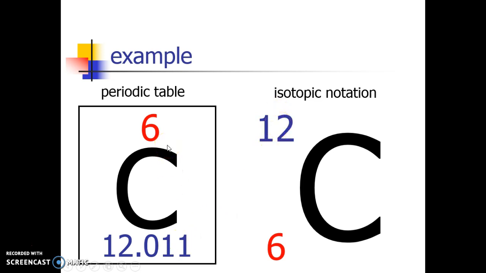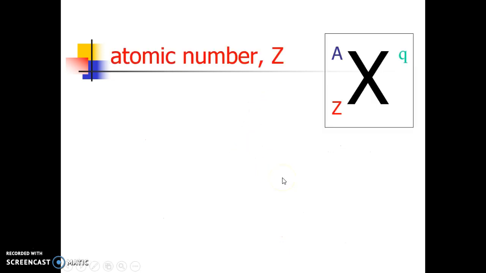So it's arranged a little differently between a periodic table versus isotopic notation. The atomic number is always on the bottom left. The mass number is always on the upper right.